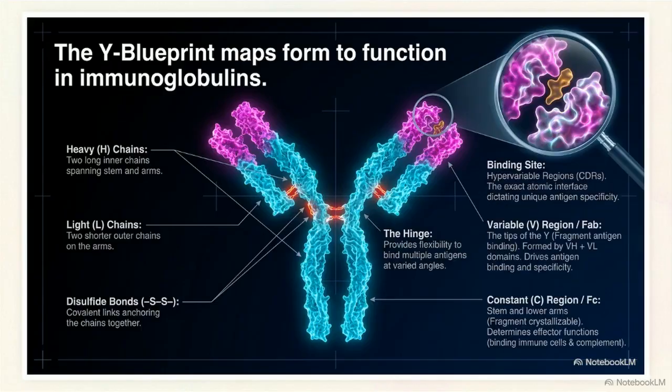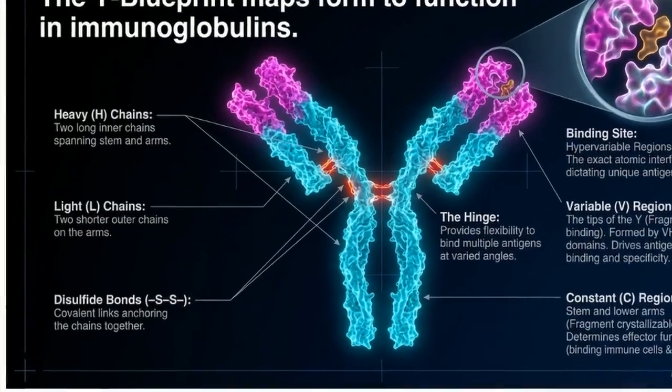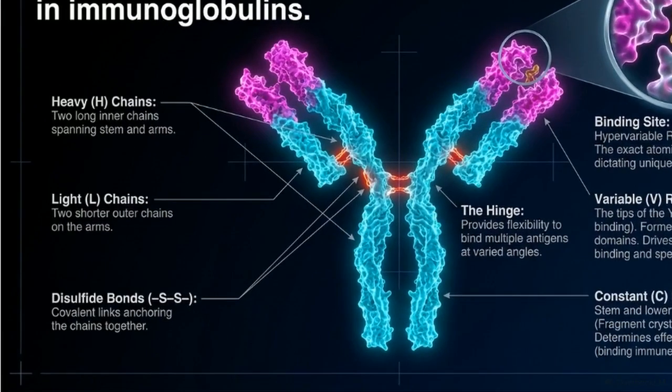Let's begin with the baseline structural unit of all antibodies, shown here, the modular Y blueprint. The chassis is built from 4 distinct protein chains. 2 long, heavy inner chains form the main stem and arms, flanked by 2 shorter light chains on the outer edges. Covalent disulfide bonds secure these chains into a single, stable unit.